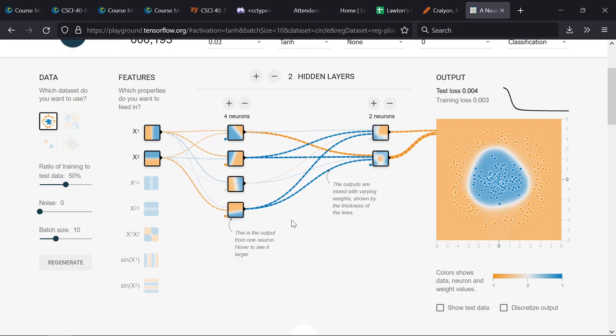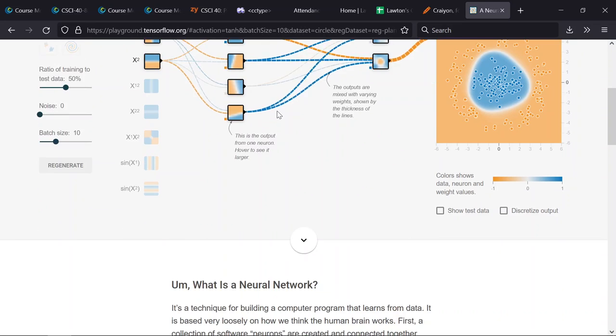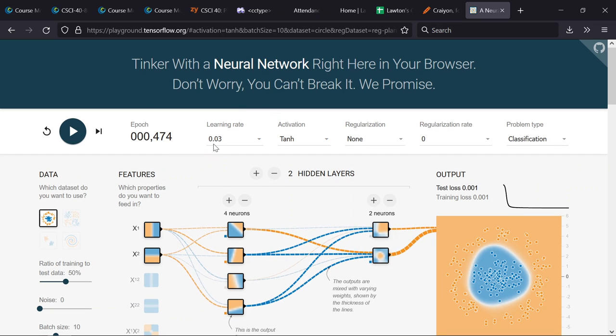So it's trying to come up with essentially a mathematical formula for what separates the two groups. Okay? Does that make enough sense? And so usually, definitely play around with this as I'm talking about it.